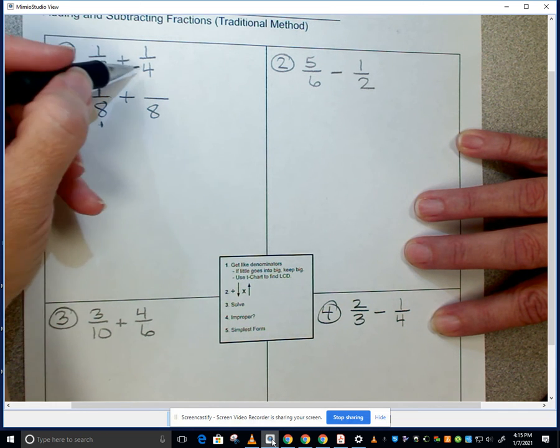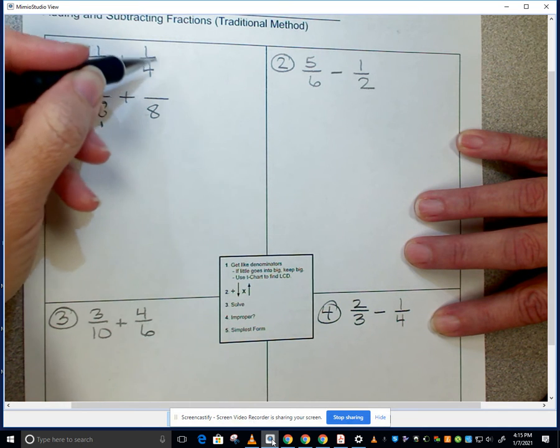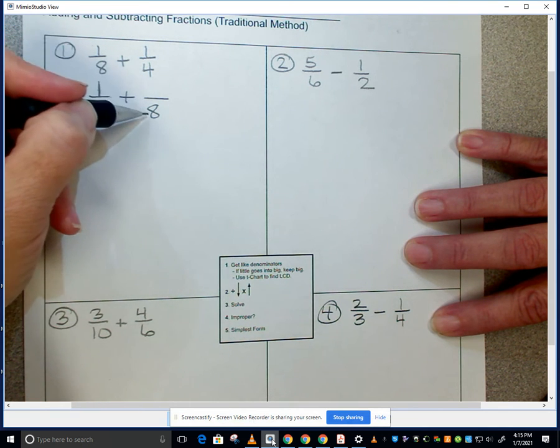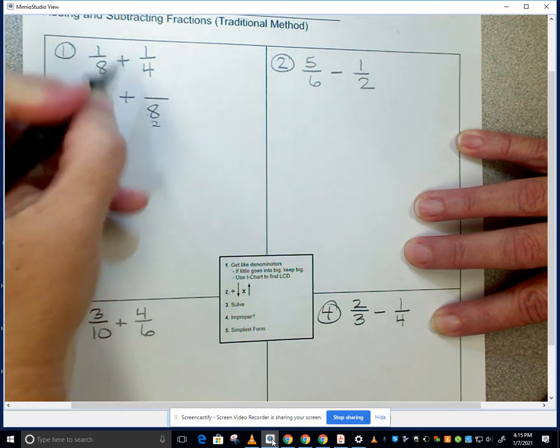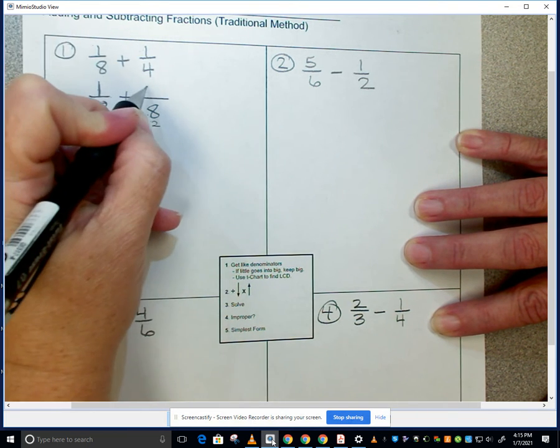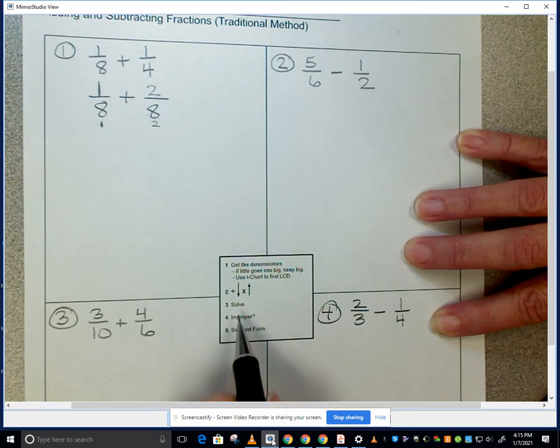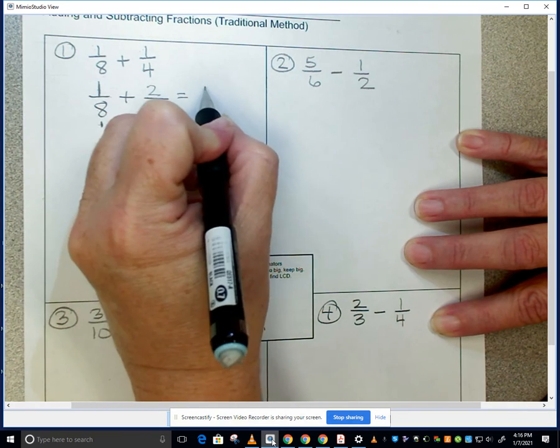Watch me do this side. Divide down, 4 into 8, and then multiply up. 4 will go into 8. See, divide down. 2 times, multiply up. 2 times 1 is 2. Now it says solve. 3/8.